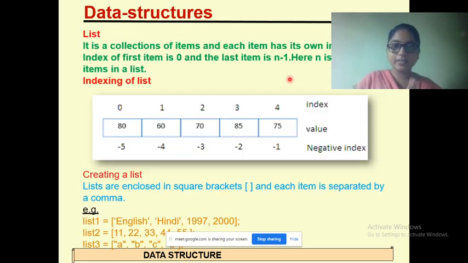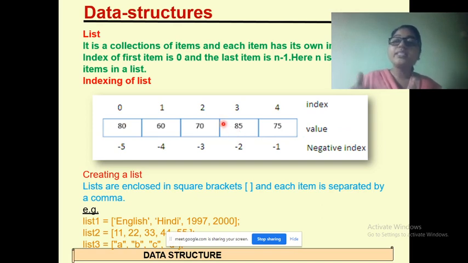There are different ways of organizing data, and in class 11 we already learned one data structure, that is list. So what is a list? A list is an ordered collection of items. What do you mean by ordered? It means whenever you are storing data in the list, it is stored in sequence. For example, consider this list. The values stored in this list are 80, 60, 70, 85 and 75. These are the elements or the values stored in the list.